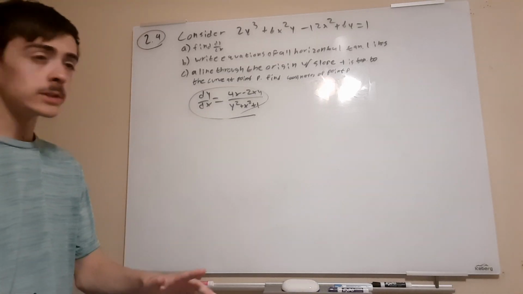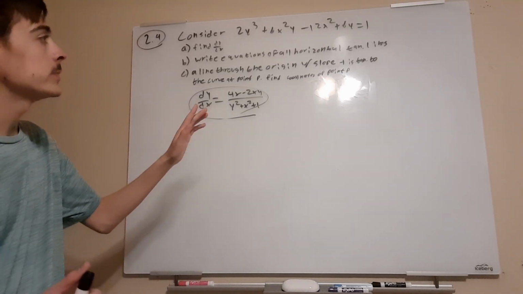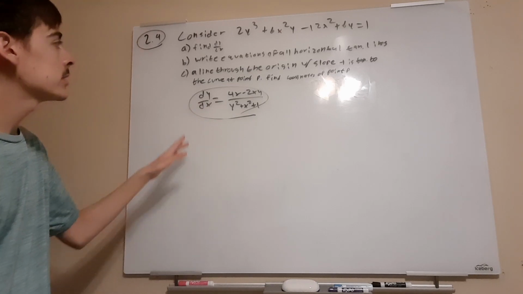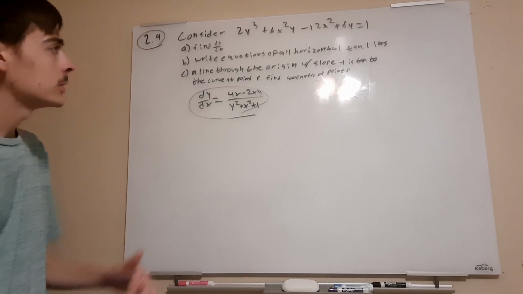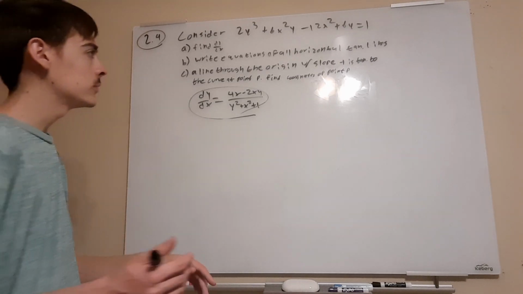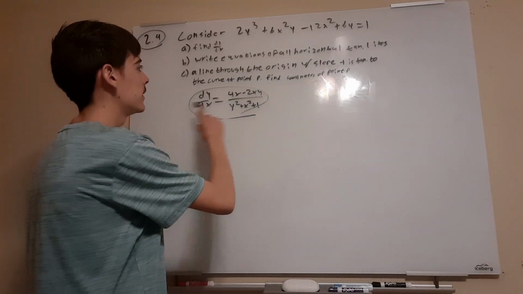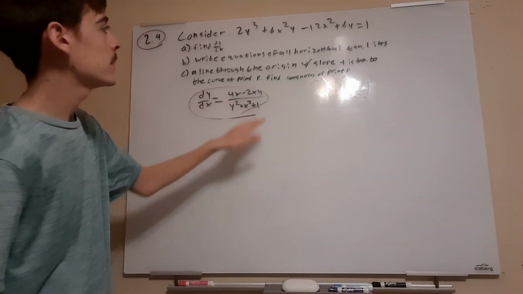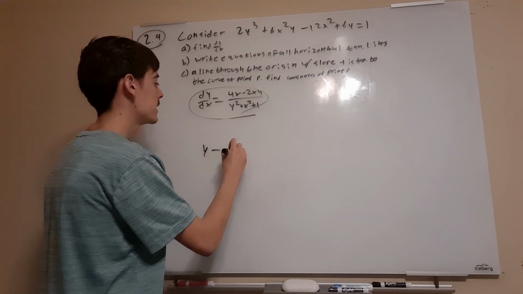Okay, now part C. This one's not so nice, but it still works out. So, a line through the origin with slope -1 is tangent to the curve at point P. Find the coordinates of point P. So this one, it doesn't look like they give us two pieces of information, so what are we supposed to do with this? Well, they tell us that the line that's going to be tangent to the curve at point P has a slope of -1. So let's just start trying to write this tangent line and see if we could go anywhere with that.